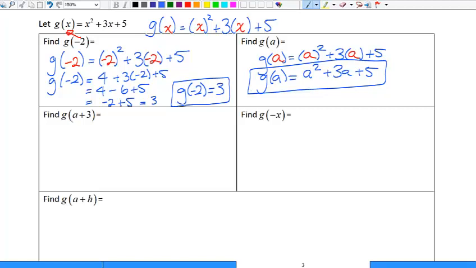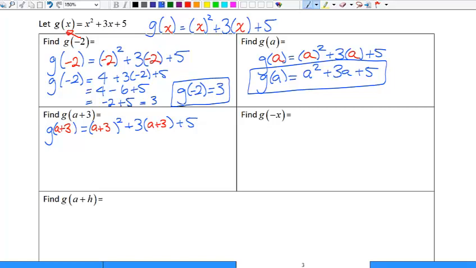Okay, well, what if it's a little bit more difficult than just a? What about g of a plus 3 for the next problem? Again, I go back to my original g function, which is x squared plus 3 times x plus 5. And every time I see an x, I'm replacing it with a plus 3 because that is what's inside my parentheses.